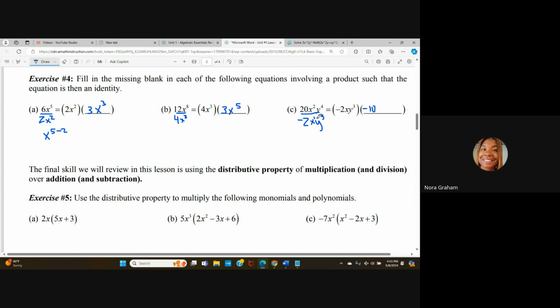For my x's, 2 minus 1, that's just going to give me x. 4 minus 3, that's just going to give me y. And that's what I get inside, okay?